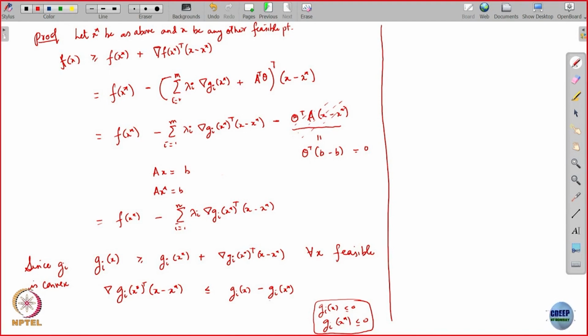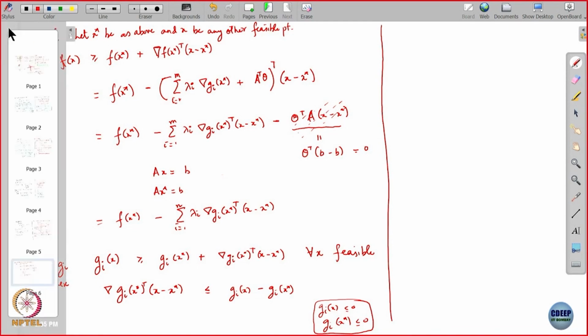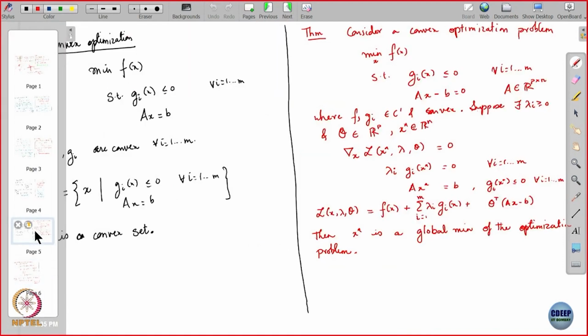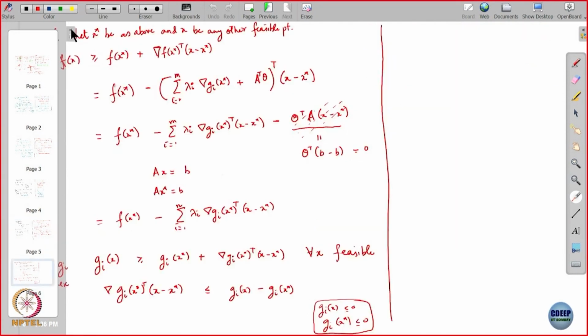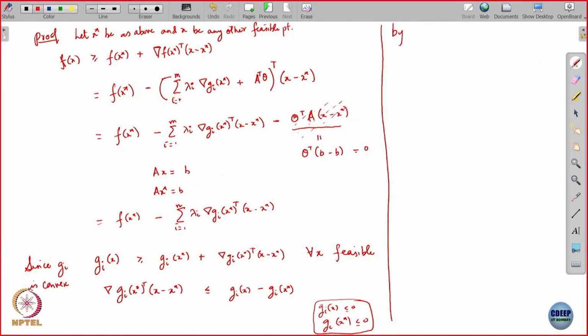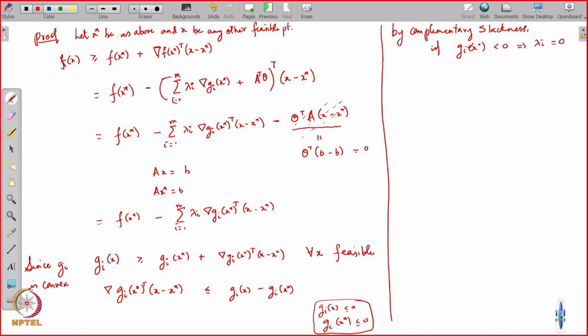So, we need a little bit more information, and that additional piece of information actually comes from complementary slackness. So far we have used the fact that x star is feasible and that the gradient of the Lagrangian is equal to 0, we will now use complementary slackness. By complementary slackness, if Gi of x star is less than 0, then the corresponding Lagrange multiplier is equal to 0.